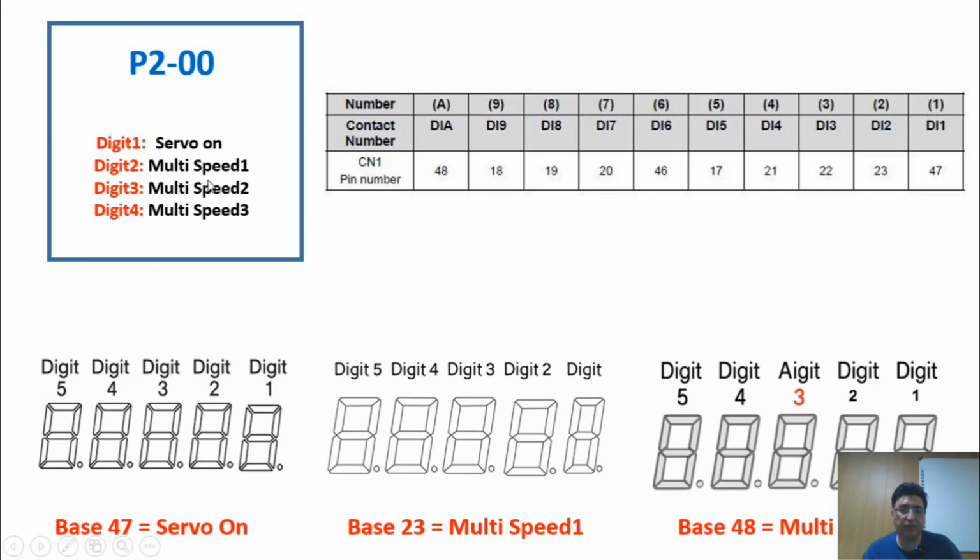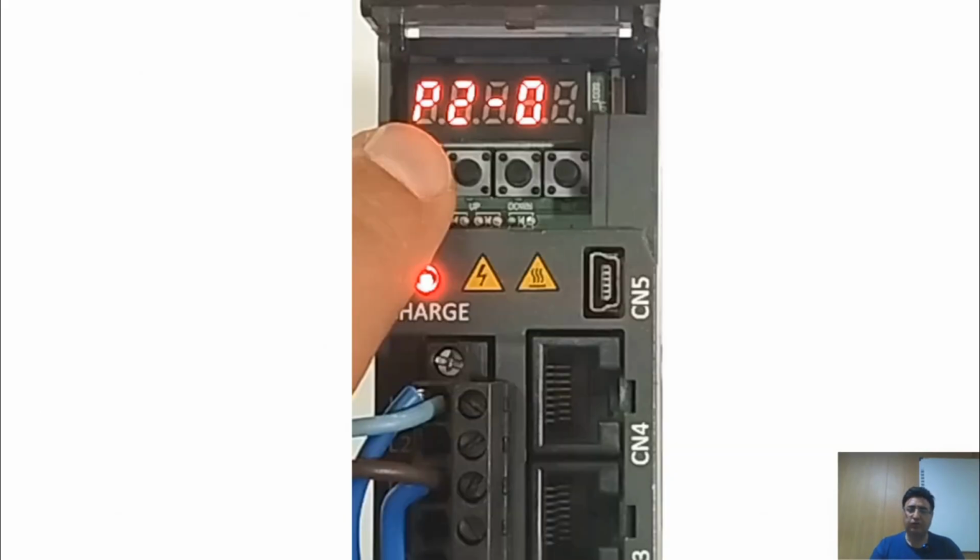Finally, here we've set the third digit to A. The third digit is for multi-speed 2, and A in hexadecimal notation is equivalent to 10, which corresponds to terminal 48. So we can say that we've assigned digital input 48 of our servon to multi-speed 2. In the same manner, we can configure the other parameters as well.